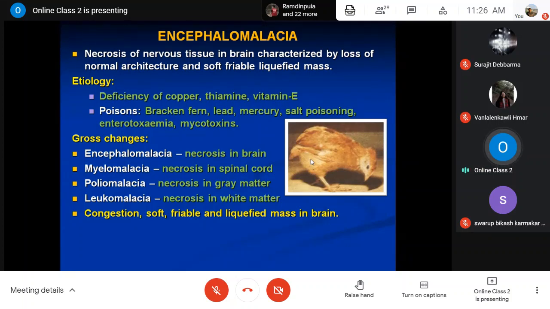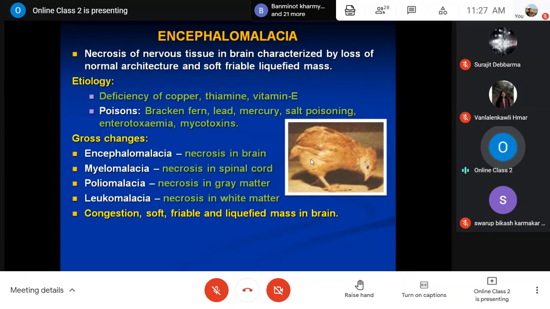Then if you see the gross lesions of encephalomalacia, that is the necrotic lesion of the entire brain. When it is confined to the spinal cord, it is myelomalacia. If it is in the gray matter, as we have already talked about, it is polioencephalomalacia or poliomalacia, and if it is confined to the white matter, leukomalacia or leukoencephalomalacia. The two terms differ, but they mean the same. It depends on whether the gray matter or white matter of the brain is affected, showing necrotic lesions.